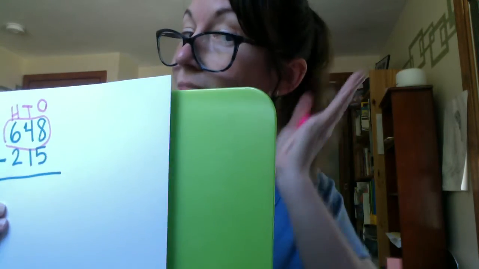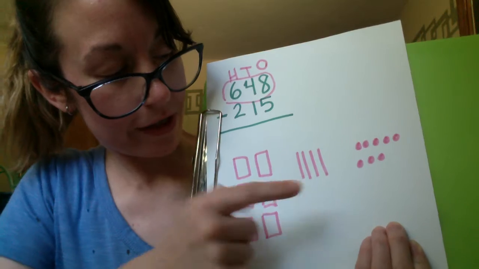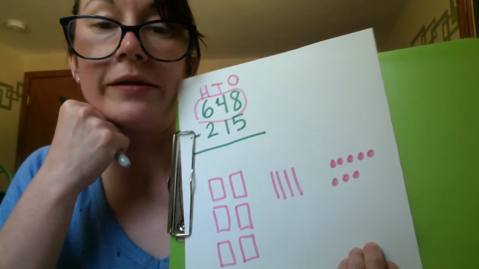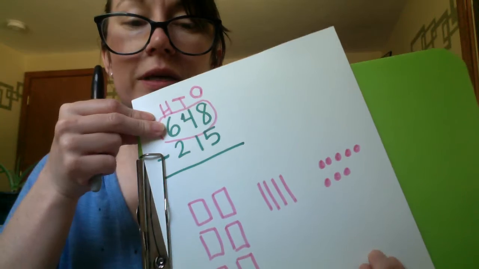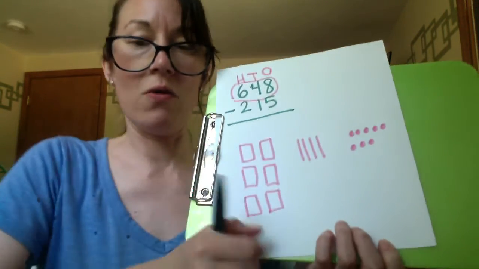Step 2, model it. Make a model. So again, I'm going to model that bigger number first. And this time, I'm not going to put it in an HTO chart, so don't get tricked. I'll be back. All right, here we go. 6 hundreds, 4 tens, and 8 ones. So now what do I do? Step 3, do the math. What kind of math am I doing? Can't really see. There it is. Subtraction. So I am taking away.